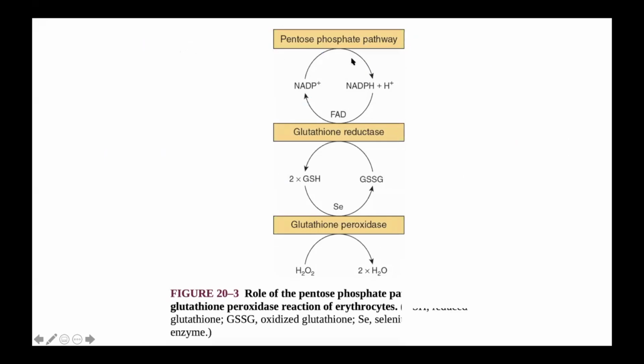Now, this is lifted from your textbook. Okay, so look at this, the pentose phosphate pathway. This is the NADP. Okay, NADPH. I hope everyone remembers the FAD. Okay, glutathione reductase needs to reduce oxidized glutathione. So this is glutathione here. And to remove the hydrogen peroxide, we need glutathione peroxidase, which also needs selenium.